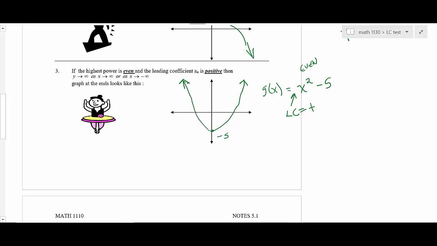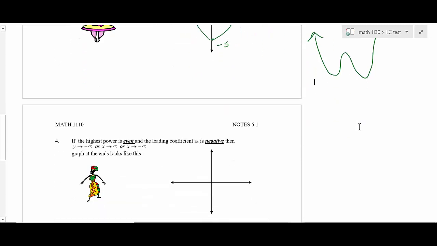Okay, as long as the highest power is even and the leading coefficient is positive, that's roughly what the graph will look like. You might encounter problems where it's a fourth power that might kind of look like that, but they still have the endpoint behavior. Does that make sense to everybody? Okay, that's what we're talking about, is what we call endpoint behavior.